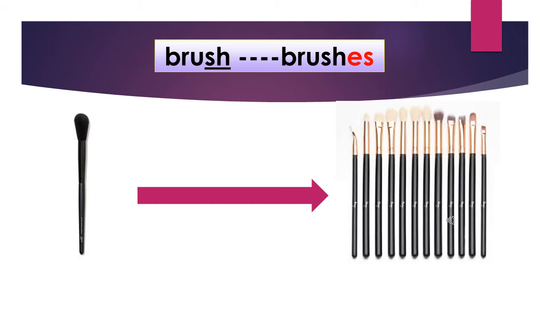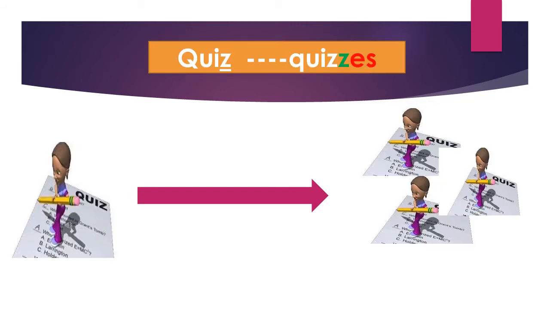Brush. So 1 brush. Look at the noun, there is a sh at the end, so it follows the rule, we add es, 10 brushes, for example. Quiz. So 1 quiz, it ends with z, so we can say 3 quizzes, and notice here that we double the z at the end because the word quiz ends with a vowel plus consonant. So 1 quiz, 3 quizzes.